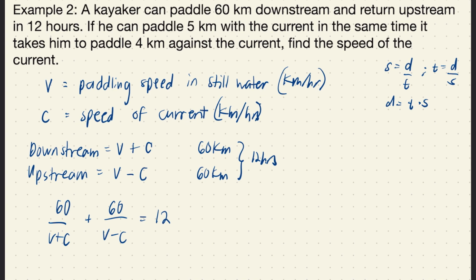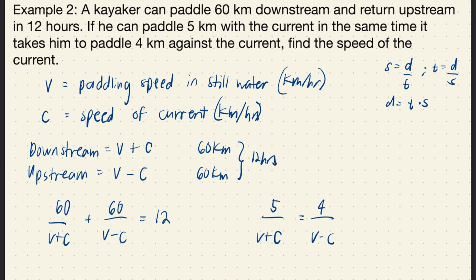Second sentence tells us if he can paddle 5 kilometers with the current in the same time, it takes him to paddle 4 kilometers against the current. Okay? So it tells us that the 5 kilometers downstream with the current in the same time, it takes him 4 kilometers against the current upstream. Okay? So, it says there, 5 kilometers downstream is equal to 4 kilometers of your upstream.